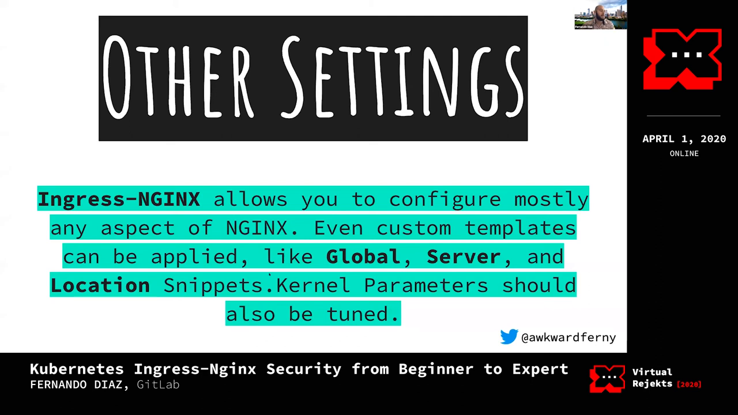This is where I talk about the different settings. All the different aspects can be tuned, and you can tune them globally, per server, or per location. Location means the path, like a slash meow would be an example. If you have different paths, you could tune the paths individually, and from there, go to server and global. Also, you can use systemctl commands as an init container, and you should actually tune the node itself to tune the kernel parameters. There's some good documentation on this, and I can provide that to you after this session.